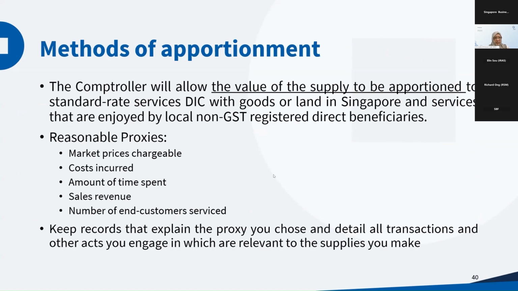Okay, so where the supply of services is directly in connection with goods or land situated both in Singapore and overseas, or it directly benefits both local and overseas customers, you can apply apportionment such that you only standard rate the portion that does not satisfy zero rating. But you have to use reasonable proxies, and the reasonable proxies are those that are listed here. One thing to note, you must keep records of the proxy that you have chosen and the details of the transactions, including how you calculate. You would have to produce this when requested by IRAS during an audit.